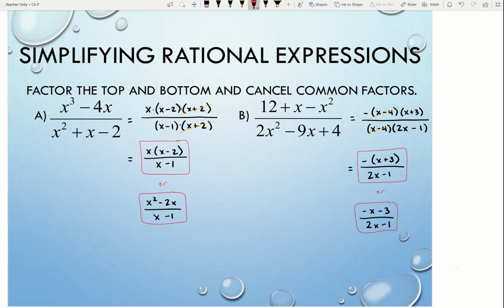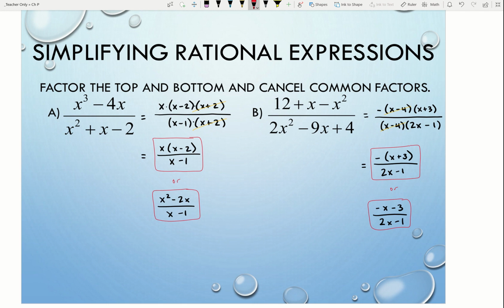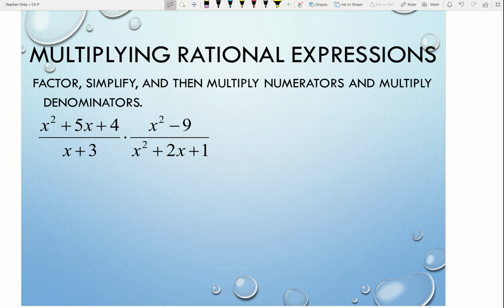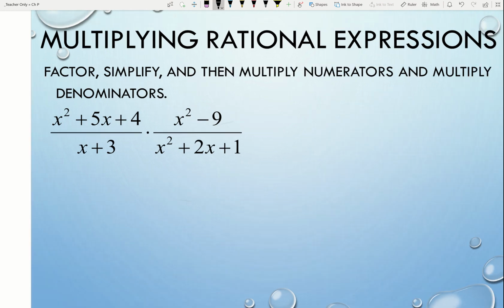It does pretty heavily rely on your ability to factor polynomials. So again, if you need more assistance with that, I would encourage you to go back and watch our last video. Multiplying rational expressions. This is basically going to build on what we just did, because what we want to do is simplify everything first by doing that whole factorization process, and then canceling out like terms, and then multiplying what remains.